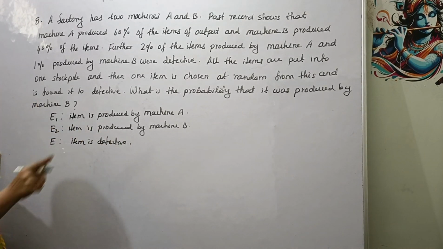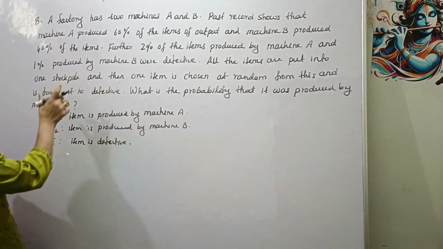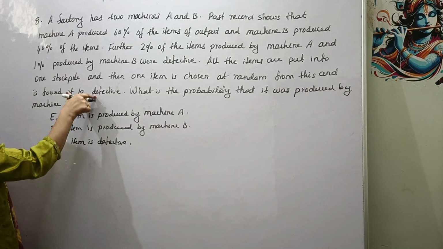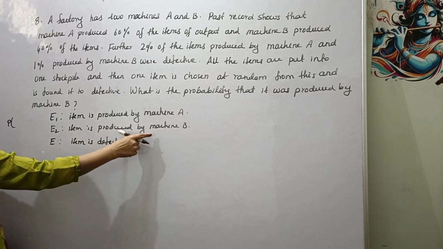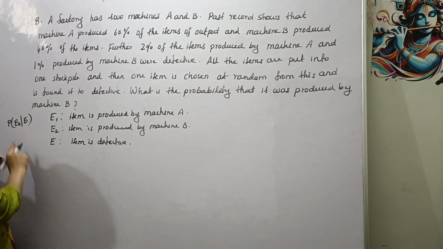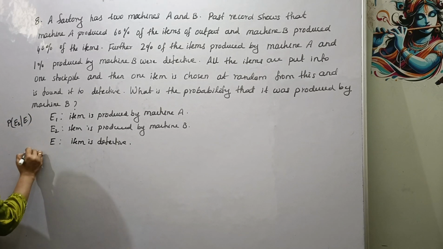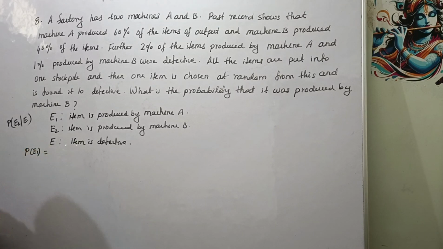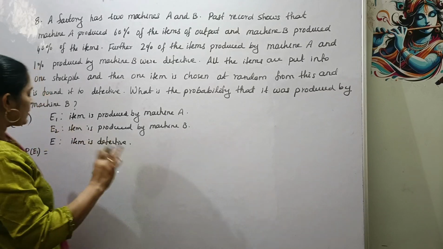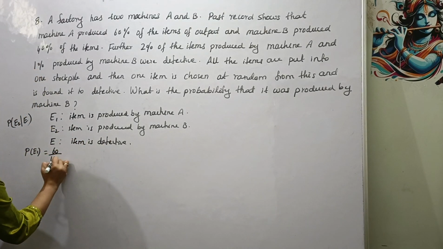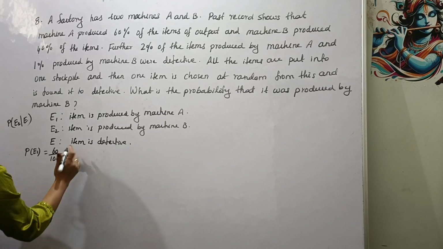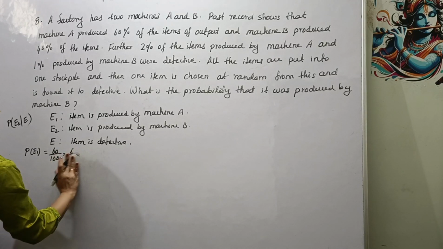Okay, what we have to find? We have to find probability of item produced by machine B given that it is defective. That is, we have to find machine B, right? This one, E2. So E2 given E. This one we have to find. Okay. Now, what is probability of E1? Probability of E1, it is given that, see, machine A produced 60% of the items, right? So 60 divided by 100, that is 6 by 10. Okay, let it be here.